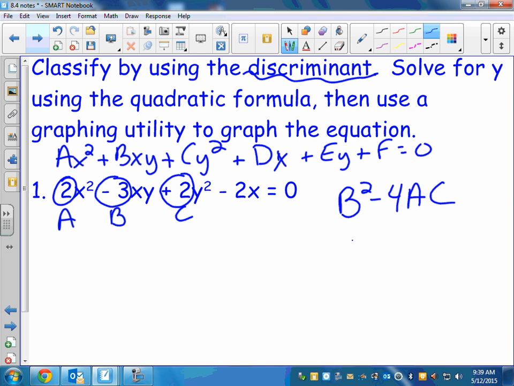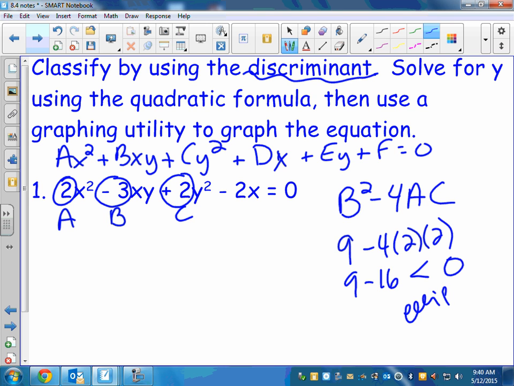So then when I graph it on the calculator, if it doesn't look like that, I know something's gone wrong. So that would just be 9 minus 4 times 2 times 2. 9 minus 16. Right? And I don't really care what the value is, but 9 minus 16 is definitely less than 0. Yes? So if the discriminant is less than 0, we would say this is an ellipse or circle, right? Isn't that what the first page says? Ellipse. And we really could just say ellipse. Circle is just a special ellipse, but I'll say it like that.